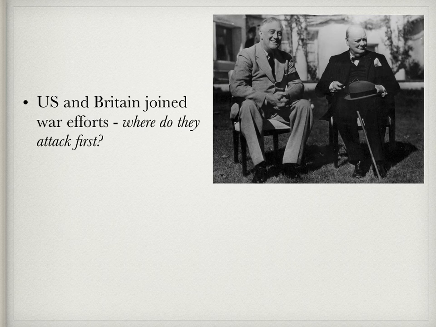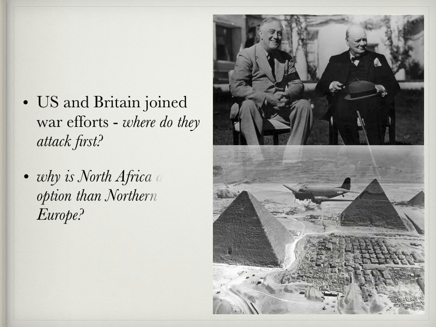Now, we talked about where they're going to go first the other day. Do we remember, where do they plan to attack first? The U.S. and the British. Where are they going? Well, if you remember, they are going to North Africa. Okay? North Africa. Now, why is North Africa a better option than Northern Europe? Maybe we'll take this time again to pause the video and see if you can write down a few answers on why it is a better option for the Allies to invade North Africa rather than Northern Europe.